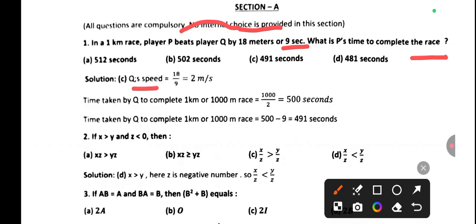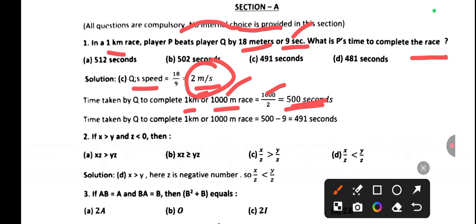First, you want to find Q's speed. What is the distance? 18 meters. What is the time? 9 seconds. So 18 by 9 is 2 meters per second is the speed. For Q to complete the 1 kilometer, that is nothing but a 1000 meter race, because we are talking about meters, kindly convert that kilometer into meters. We all know 1 kilometer equals 1000 meters. So 1000 divided by the speed of Q, 1000 by 2, we found 500 seconds for Q's time.